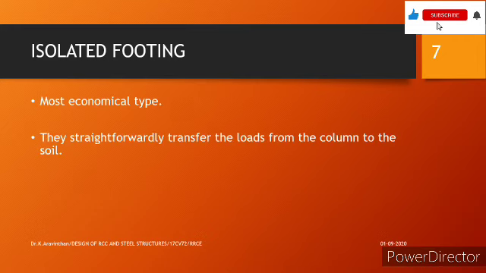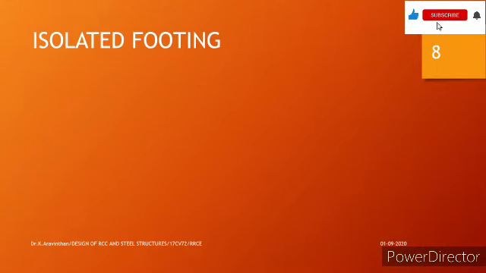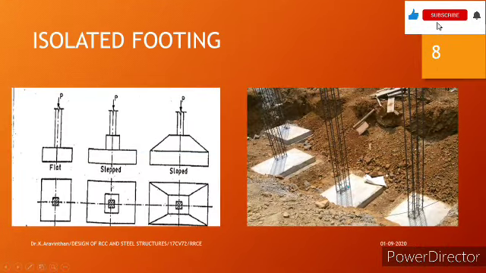The first one is isolated footing. It is the most economical type. In all areas throughout the width and depth of the country, you can see the isolated footing type, and it straightforwardly transfers the load from the column to the soil. The slab load is distributed to the beam, the beam load is distributed to the column, and from the column it directly distributes to the footing. So for each and every column you have a footing, known as the isolated footing. The shape might be rectangular, square or circular. So you can see the different types of footing here.